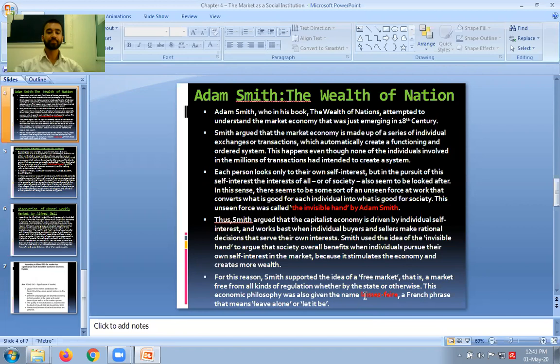Laissez-faire is a French phrase that means leave alone. We are saying that a particular market is free from government regulation. So that is what laissez-faire is all about. Look, why I have written laissez-faire and the invisible hand by Adam Smith in red color is because it has already come in the exams, right? So I'm sure you have understood the idea of the invisible hand by Adam Smith and the concept of laissez-faire.